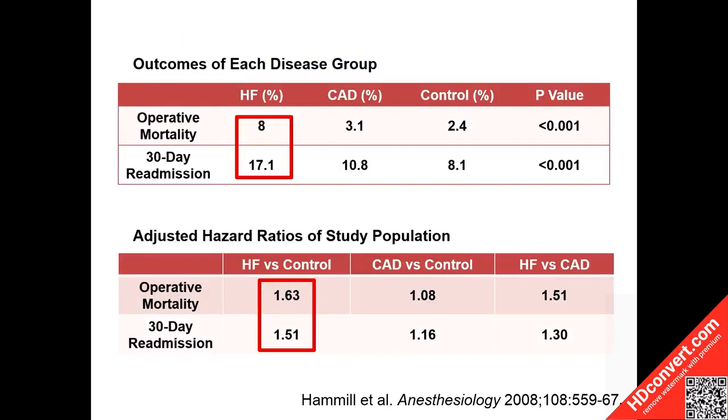And you can see here in the red box that there was an 8% operative mortality in heart failure patients, a 17% 30-day readmission, significantly higher than patients who had a history of coronary disease. So really the group of concern in this retrospective study was primarily the heart failure group, not a big difference between patients who had coronary disease and who had neither heart failure nor coronary disease. So again, a red flag for patients with a history of heart failure as being a particularly high-risk group.